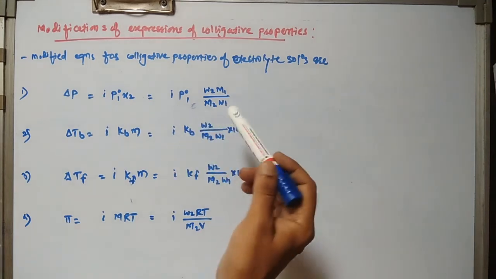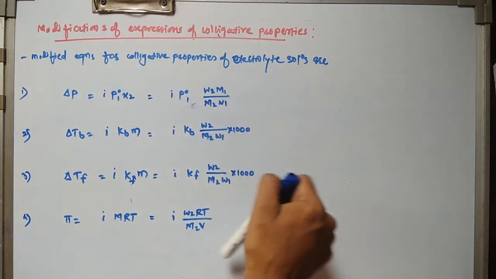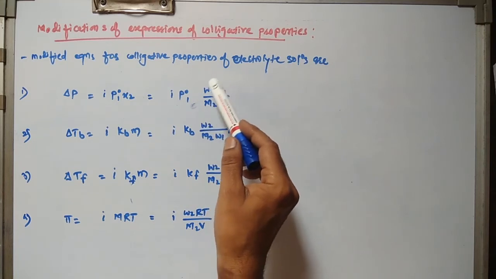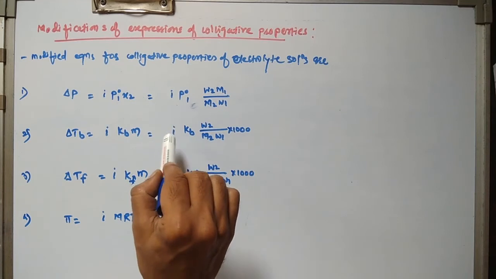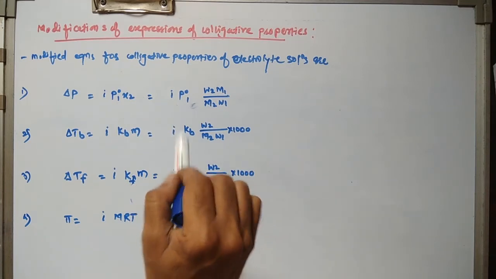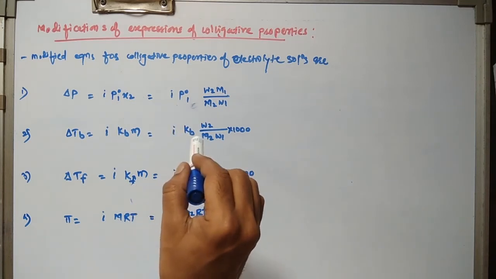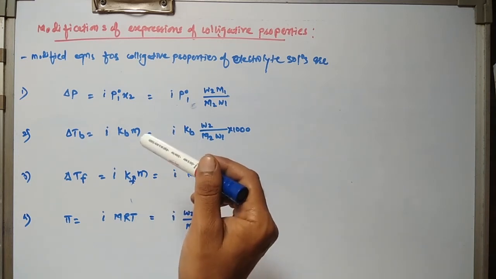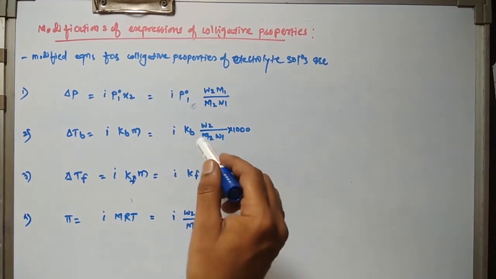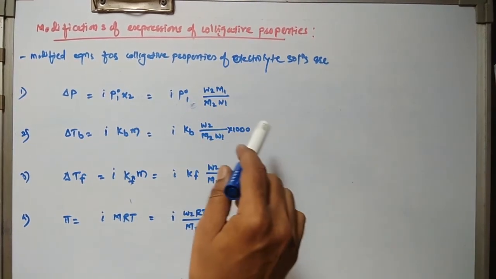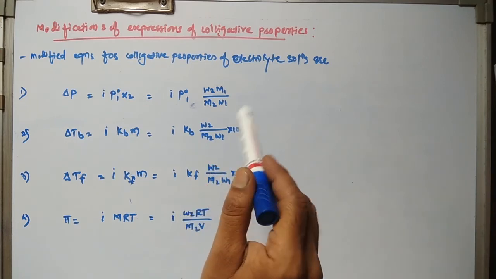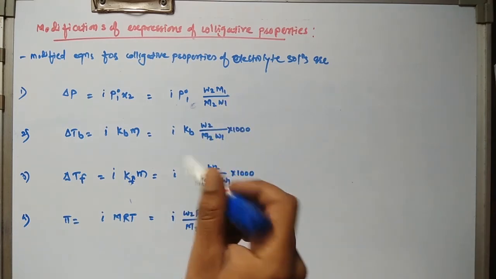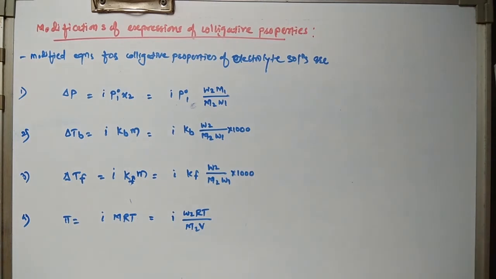These are the expressions of the colligative properties of the non-electrolyte solution, and simply these are multiplied by the factor i, the Van 't Hoff factor. Because after multiplication by the Van 't Hoff factor i, these are now applicable for the colligative properties of the electrolyte solutions. So these are the modified equations of expressions of colligative properties of non-electrolytic solutions.